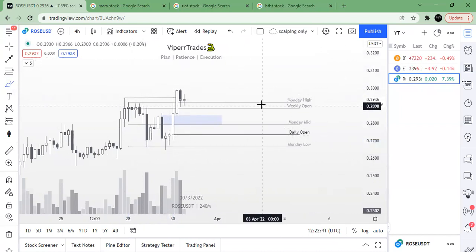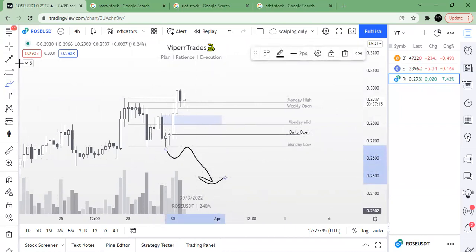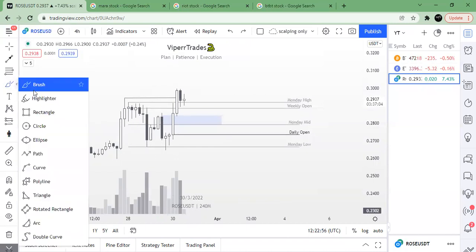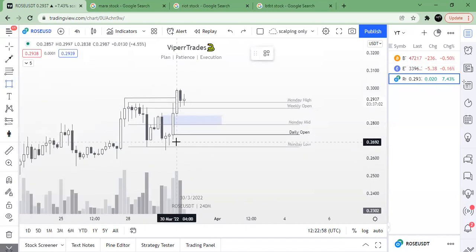However, for more confirmation, if you want to see a bearish trend like that, you would want to see a candle body close. You understand? So you want to see something like this. You would want to see something like this instead. So let's draw a candle here. Let's put a trend line here.